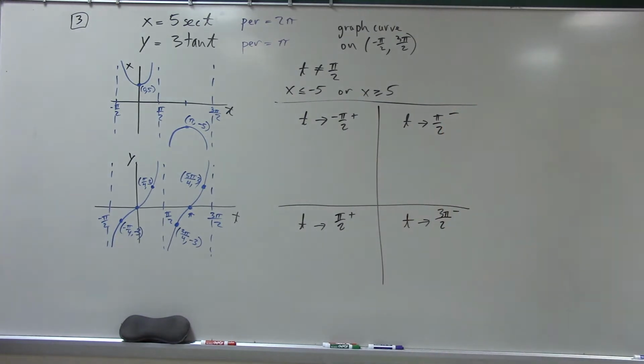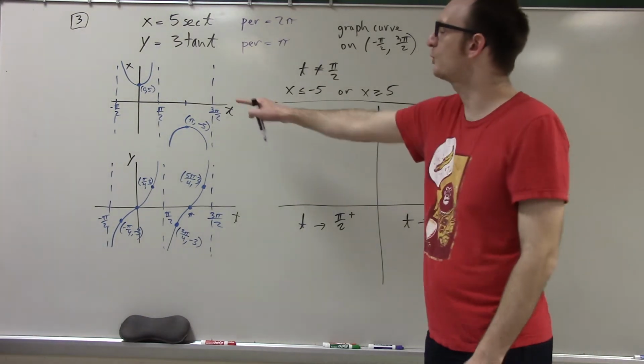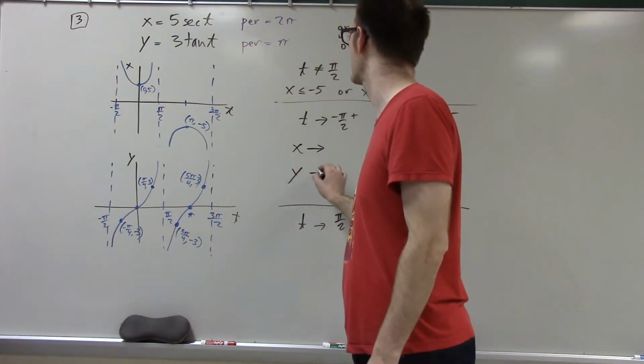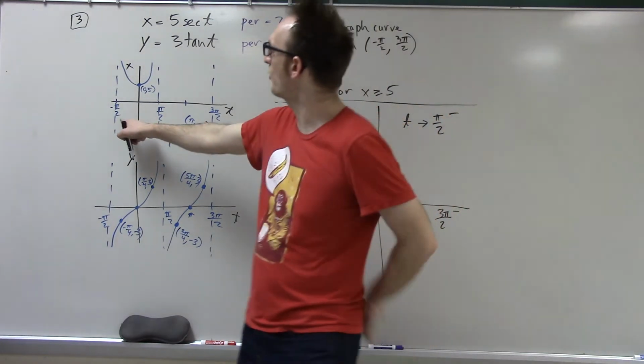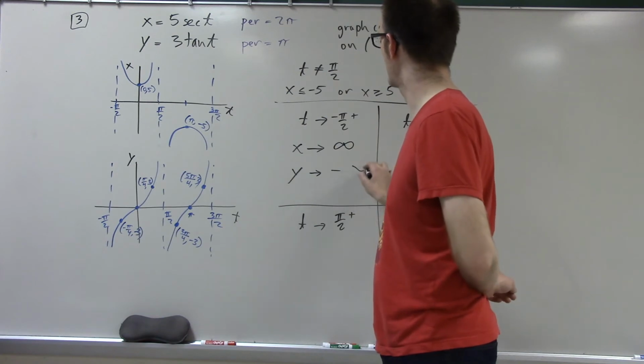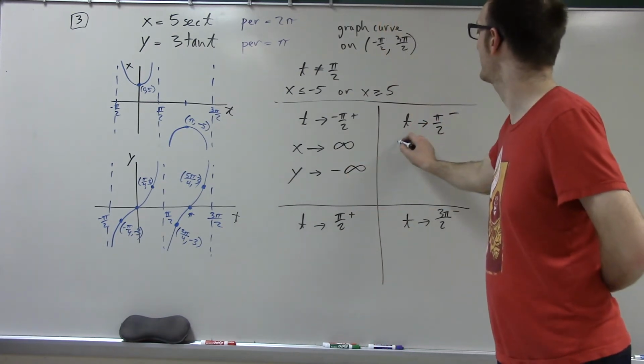These are the 4 t values where things get kind of crazy, and it's particularly helpful to have the graphs right here. So this basically just becomes easy because you can just look at your graphs. What's happening a little bit more than negative pi over 2? X is going to infinity, Y is going to negative infinity.